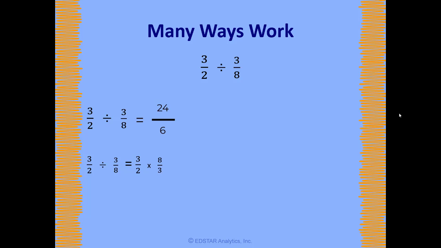Another way that works is to change the division to multiplication and then multiply by the opposite of the fraction that you were dividing by. And by the opposite, I mean the reciprocal. And reciprocal means the number you would multiply it by to get 1, or you could just flip it upside down. So the 3/2 stays the same times 8/3. Now both these ways work. See, that gives you 24/6, just like the other way.